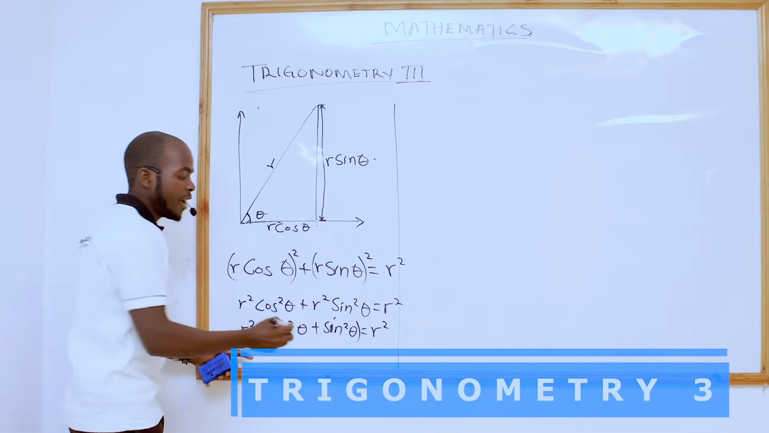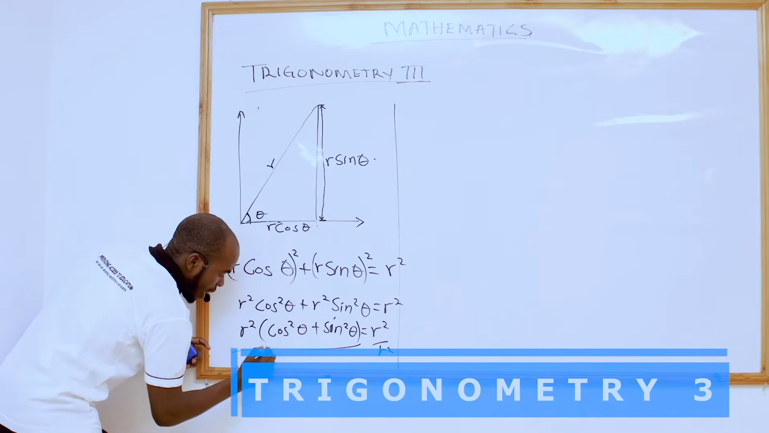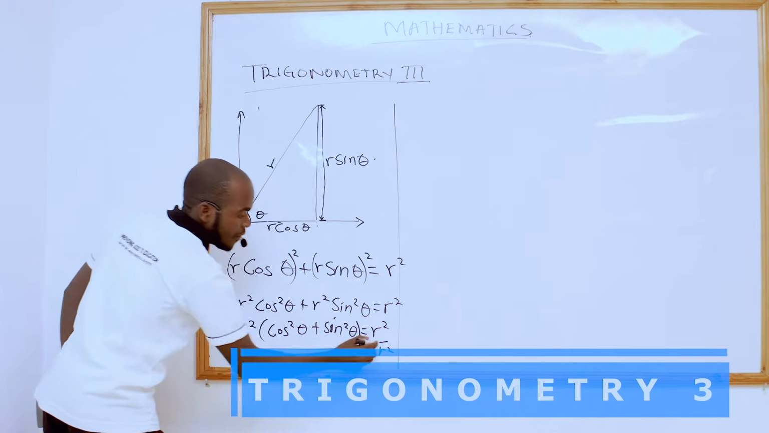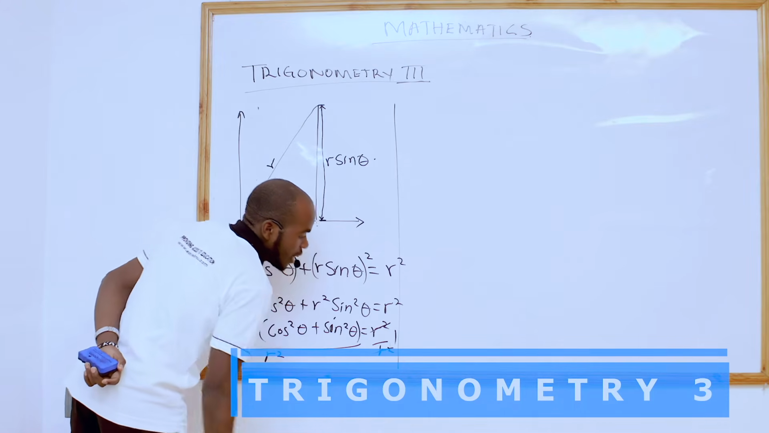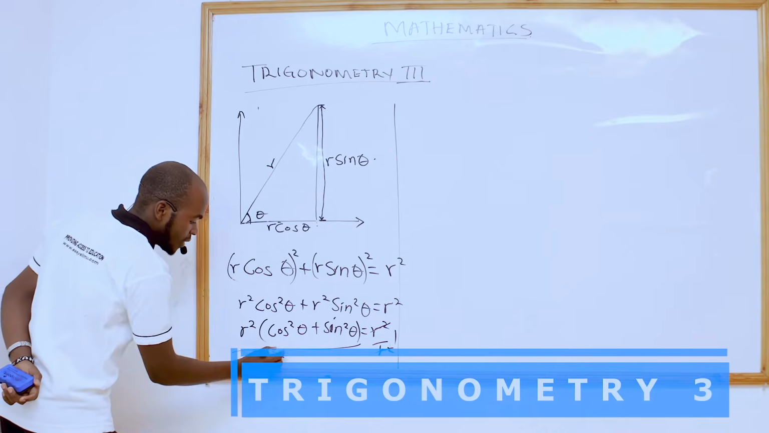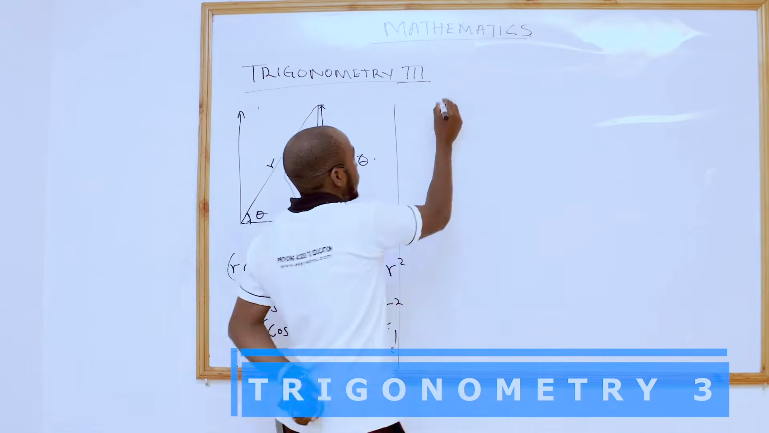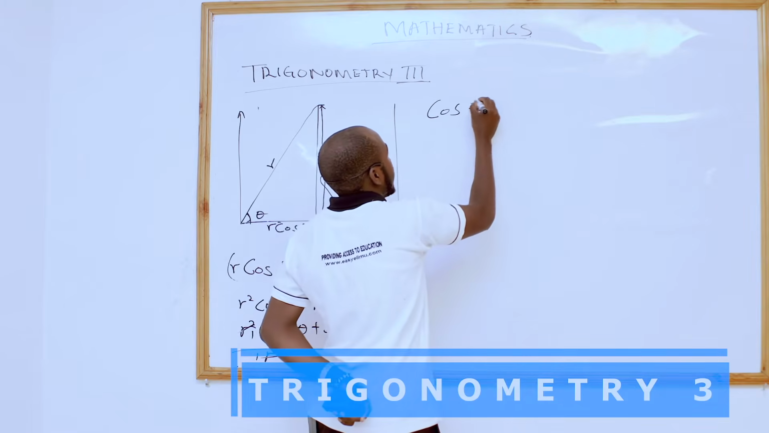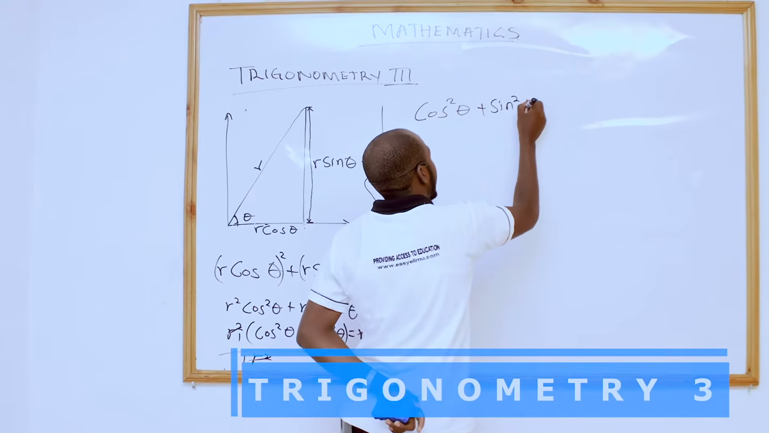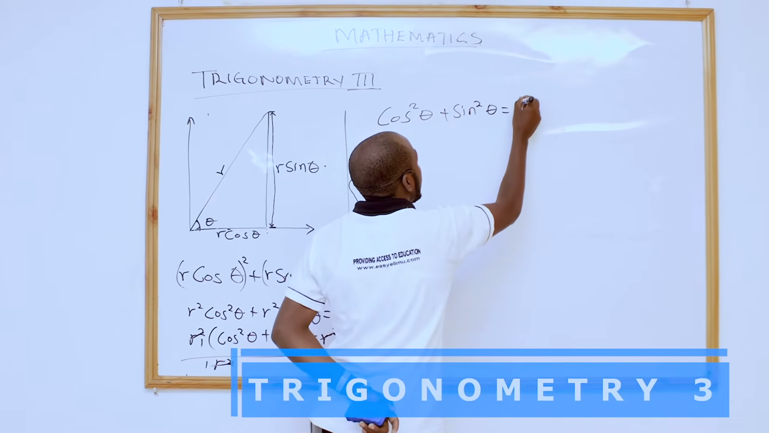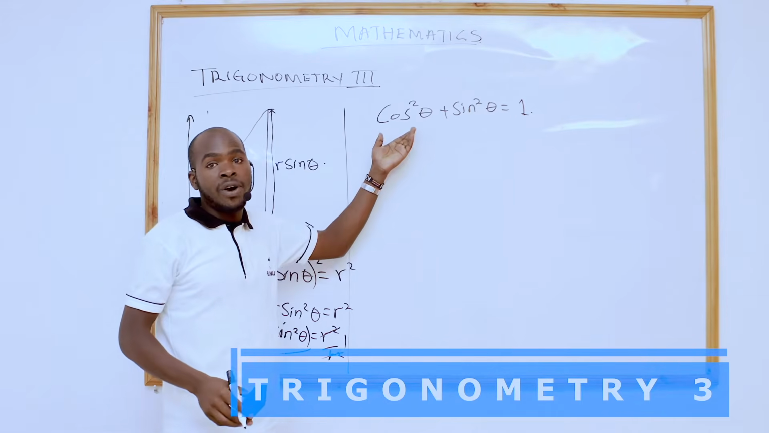Now we can divide both sides by r squared, and we shall find that this r squared and r squared will cancel out and you remain with 1. This also cancels out and it will give you cos squared theta plus sine squared theta is equal to 1. And this is another trigonometric ratio we have found.